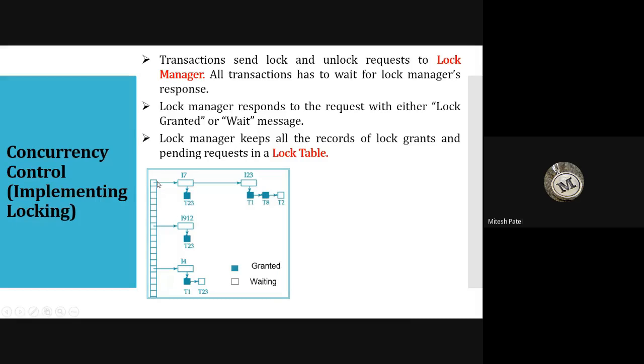Here in the lock table, a dark rectangle means the lock is granted for the transaction. After a few moments, T2 requests that data item. Suppose data item I7 is here and T23 requests that item I7, it will be granted the lock. And if some other transaction, for example T24, requests I7, it has to wait.